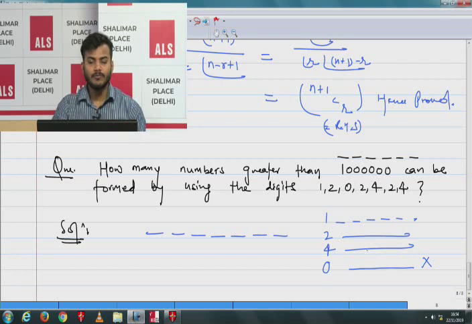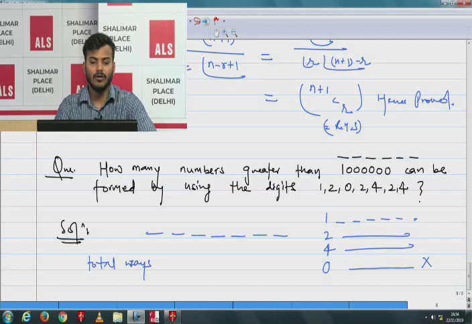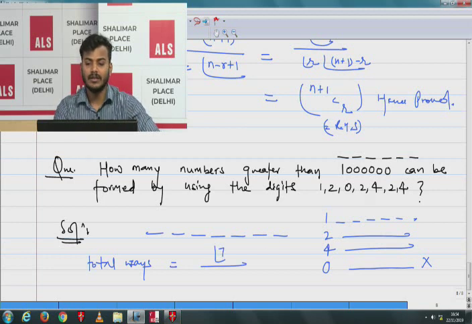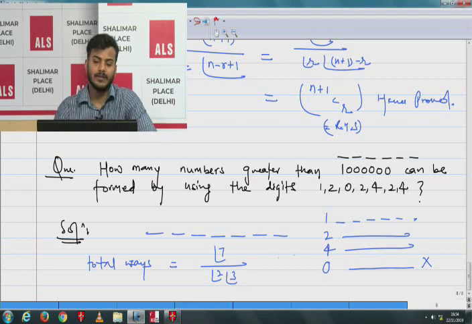What are the number of ways in which you can fill in all these 7 spaces? Definitely that will be the total ways of filling these 7 digits into 7 spaces, which is nothing but the arrangement of 7 objects, out of which 2 are the same, 3 are the same. So yes, if you agree. What is this number?